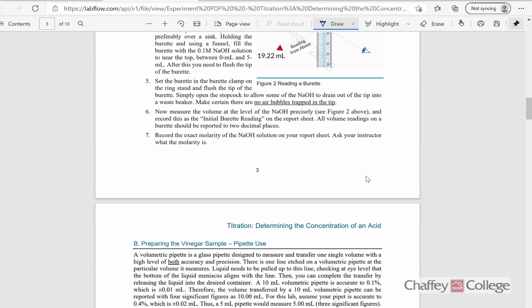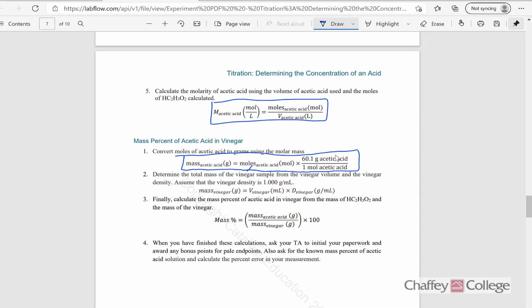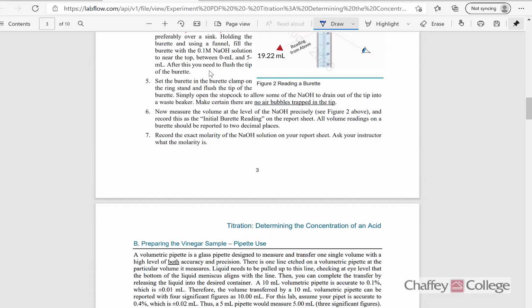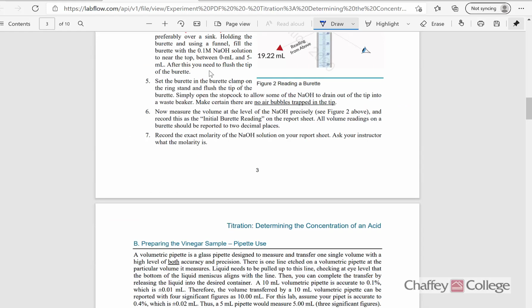So A multiplied by the molar mass. The molar mass is 60.1, so 60.1 grams. Okay, so these many grams will be your average mass of acetic acid.